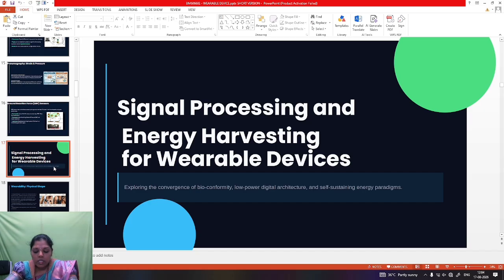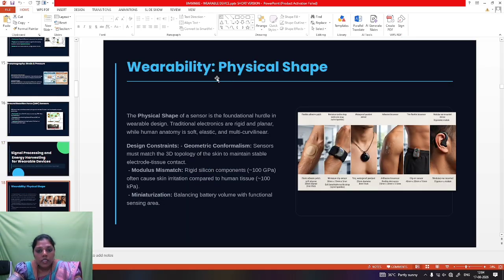Now let us move to the next slide. We will discuss in more detail signal processing and energy harvesting of wearable systems. Let us understand this topic. Wearability, physical shape. The physical shape of a sensor is a cardinal factor in wearable design. Traditional electronics are rigid and bulky, while the human body is soft, elastic and curvilinear.